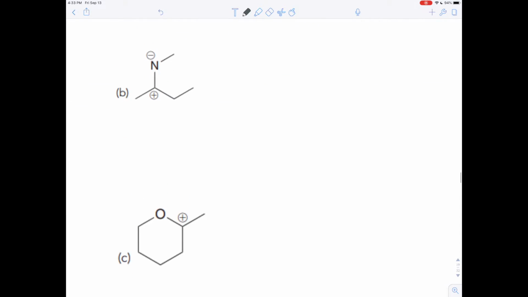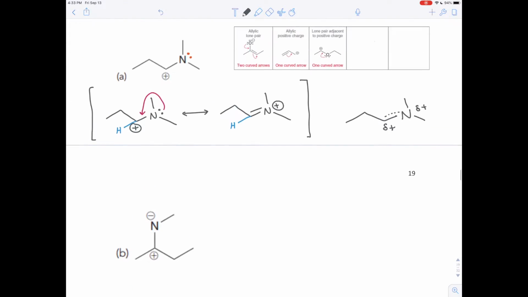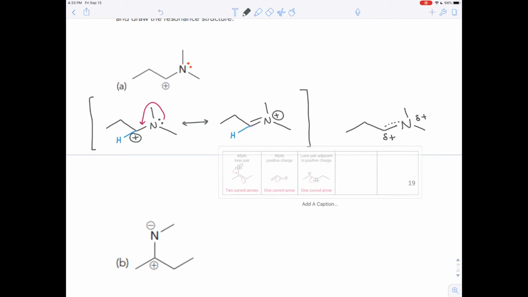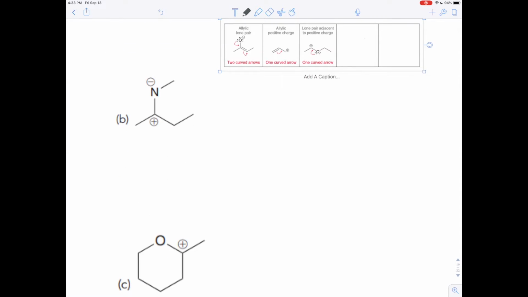So we can see that same pattern here. Remember, the third pattern is a lone pair right next to, adjacent to, a positive charge. In order to see that, we would want to draw all the lone pairs in. And in this molecule, the lone pairs will only be on the heteroatom. A carbon only gets a lone pair if it has a negative charge, and none of the carbons in this molecule has a negative charge.